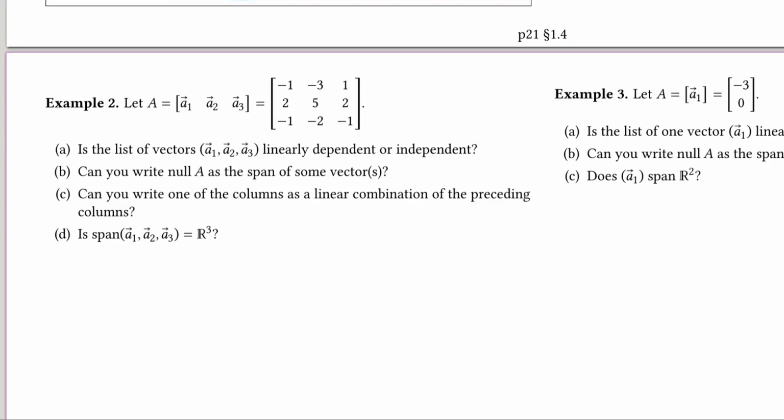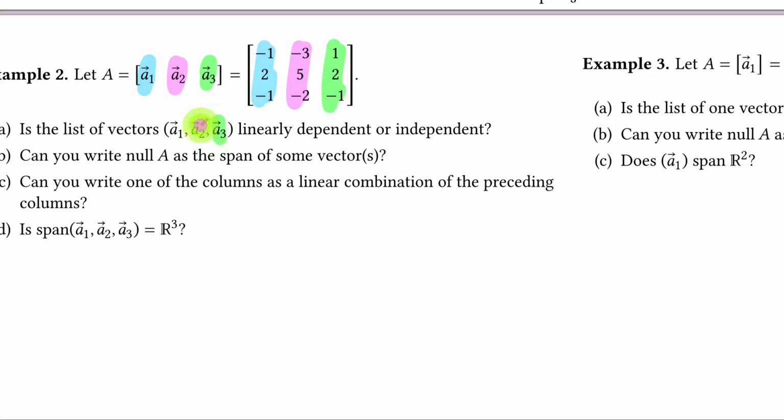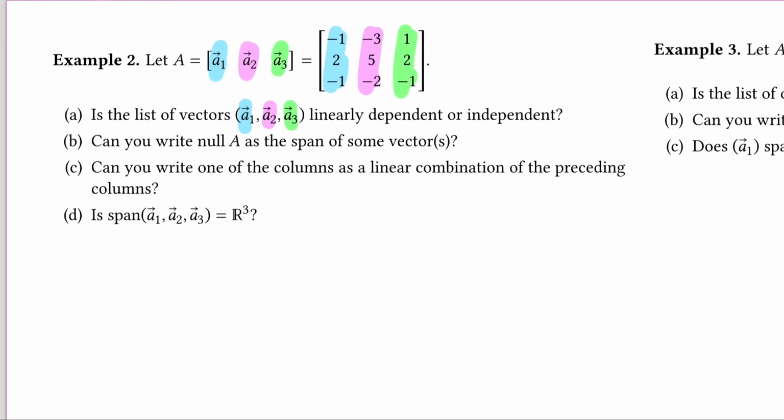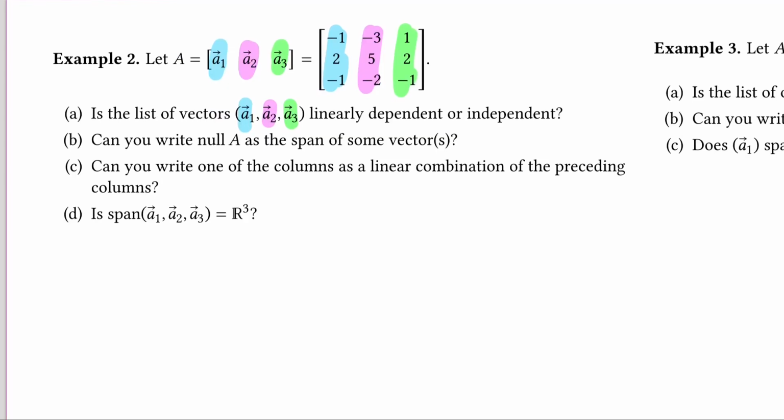All right, welcome back to the second video of the section. We've got a list of three vectors here, a1, a2, and a3, like so. That list of the three vectors is essentially the same thing as this matrix. So when we have vectors that aren't in R2, like more than two vectors in R3 or more, it gets a little bit more complicated.